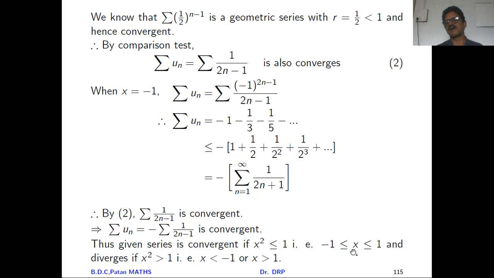That is, when x lies between minus 1 and plus 1, taking values minus 1 as well as plus 1, it is convergent, and it diverges if x square is greater than 1, that is x is less than minus 1 and x is greater than 1. So, friends, you will understand here how to check the convergence of the series.